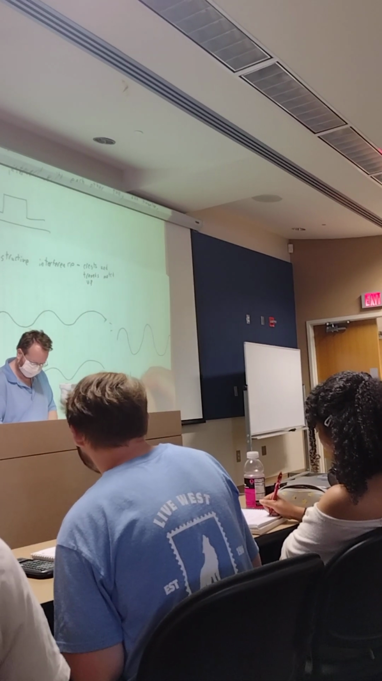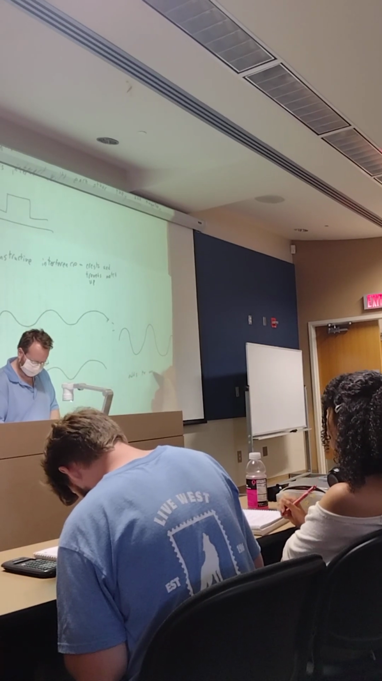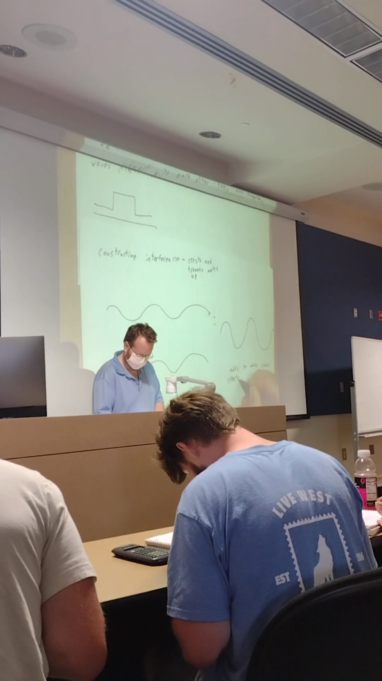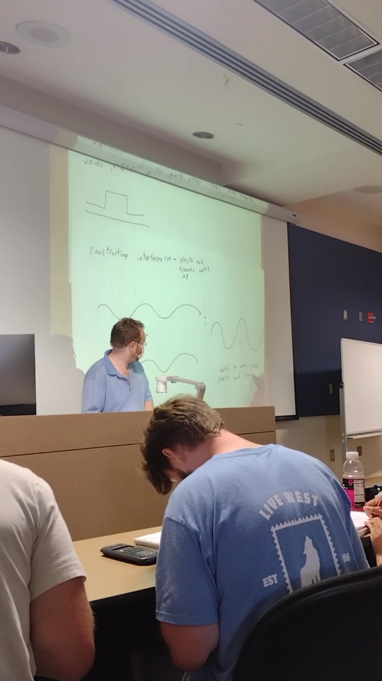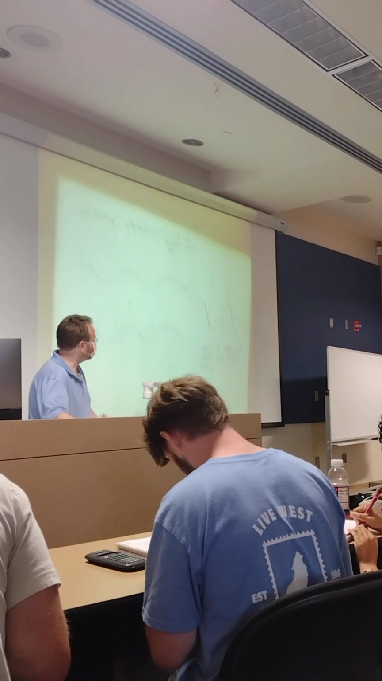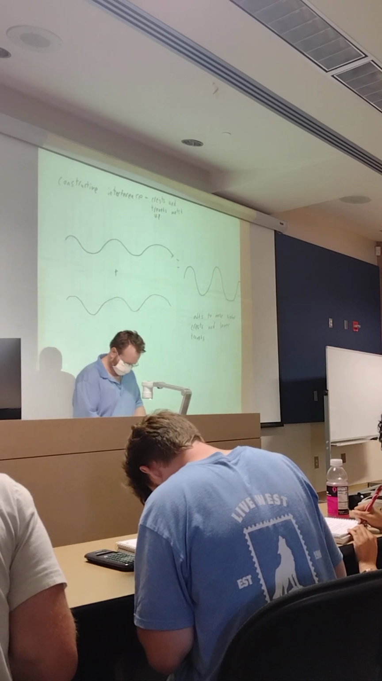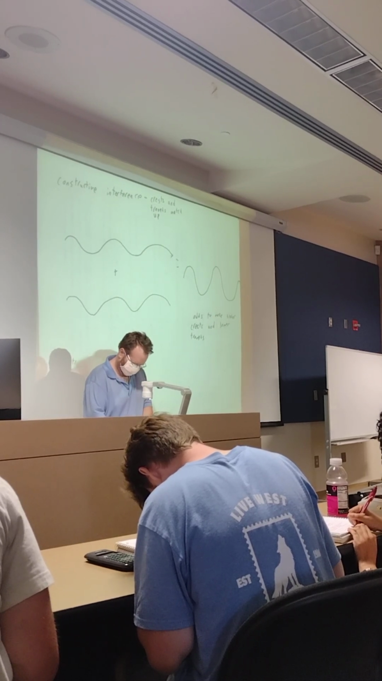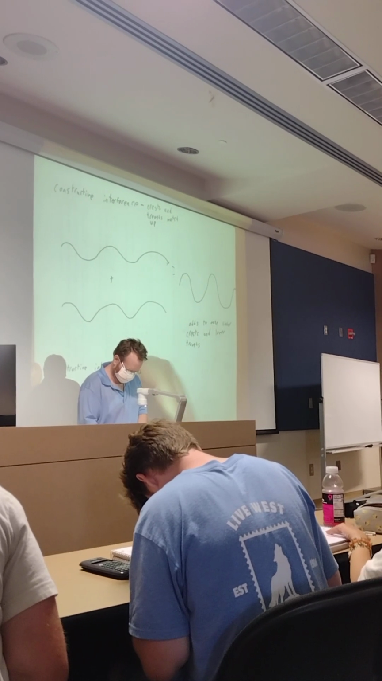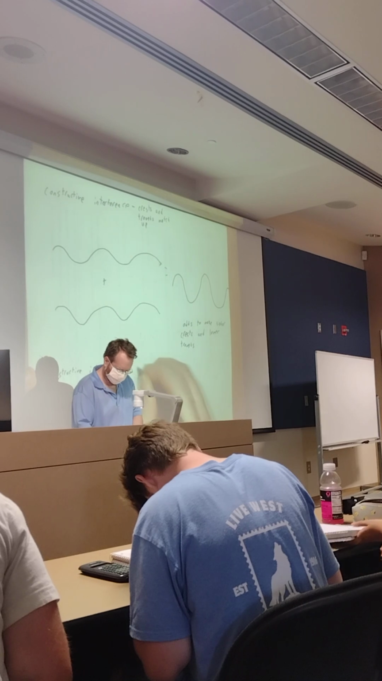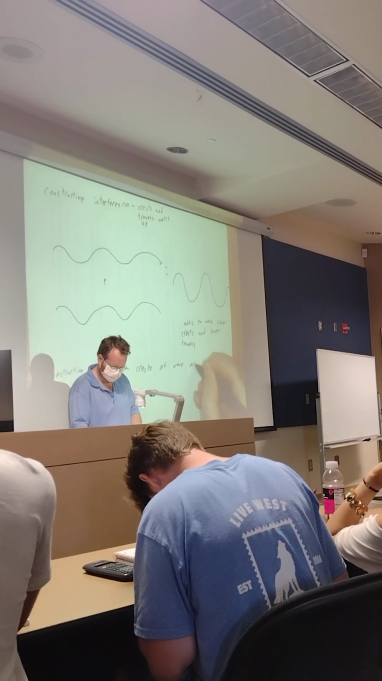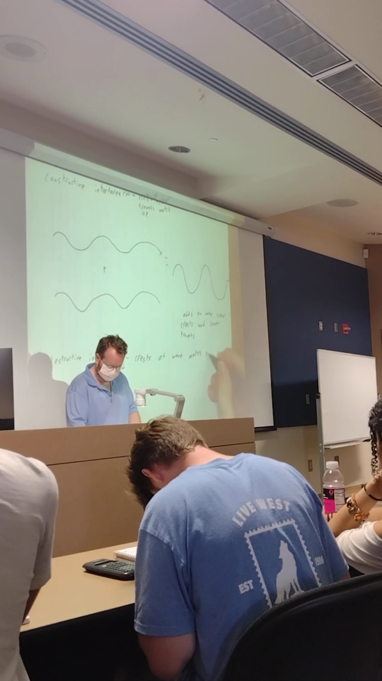So this adds, making higher crests and lower troughs. Now, you can also do this as destructive interference. In this case, we're going to look at when crests of one wave match troughs of another.